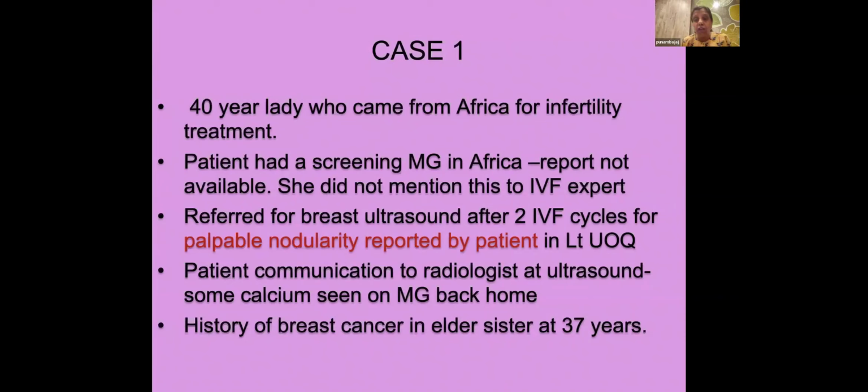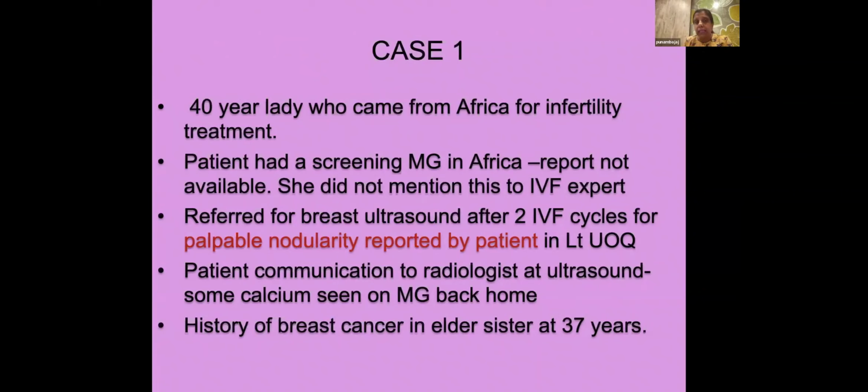She was referred for a breast ultrasound after 2 failed IVF cycles, for palpable nodularity that she reported in the left upper outer quadrant. So now she could feel something. So before the 3rd IVF cycle, the gynecologist said, please go and get an ultrasound done. When she came to me, she told me she doesn't remember what's on the mammogram, but they said some calcium was there on mammogram. And she said that they said that we need to do something further, but she had a flight booked. And so she came back. She did not wait to get anything further done and therefore did not mention it to the gynecologist. The most important history that you must take is family history.